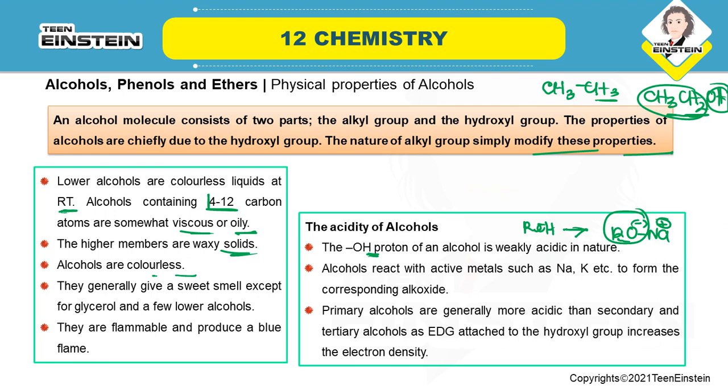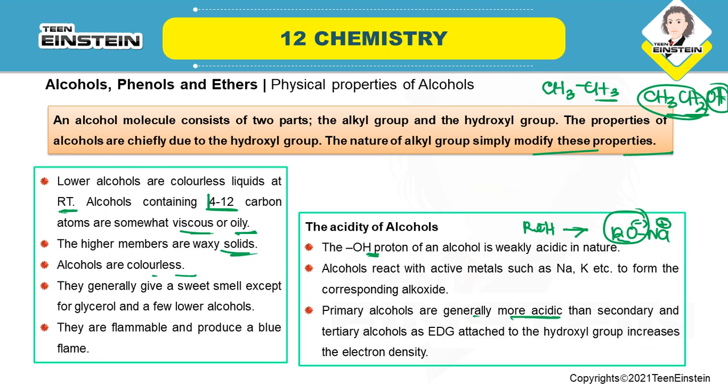Primary alcohols are generally more acidic. Primary alcohols, we know, are those where the carbon with which OH is attached is attached to only one carbon. So these type of alcohols are more acidic than secondary. Secondary alcohols are more acidic than tertiary. Now why is it so?